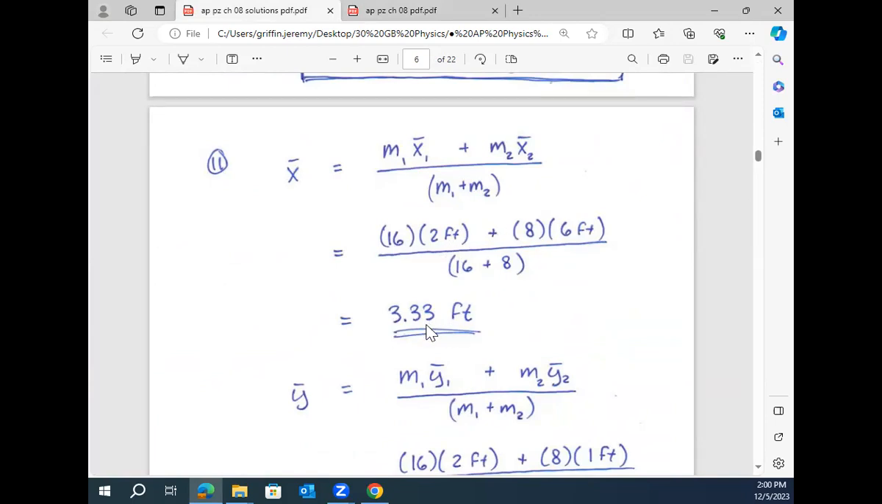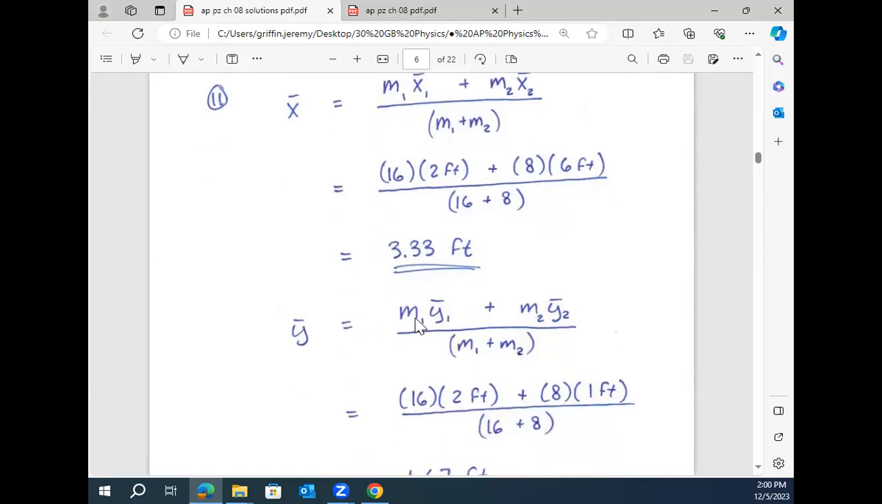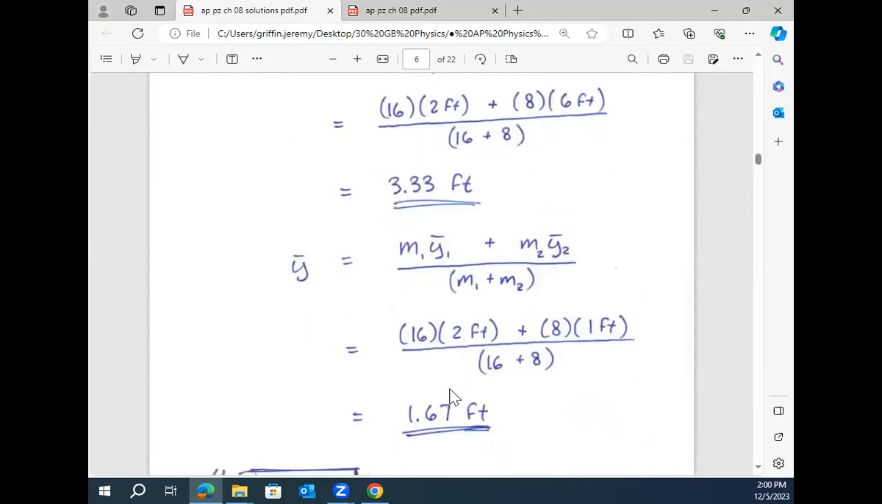Anyway, the X coordinate average ends up being this right here, and then you do the same thing for the Y average. You take a weighted average: mass times location plus mass times location, divided by the sum of masses, gives you the average location. You get an average X and an average Y.